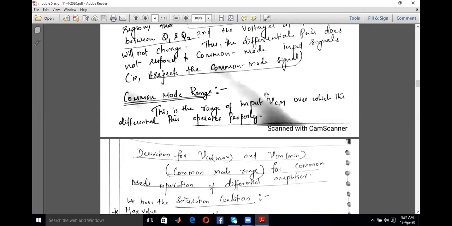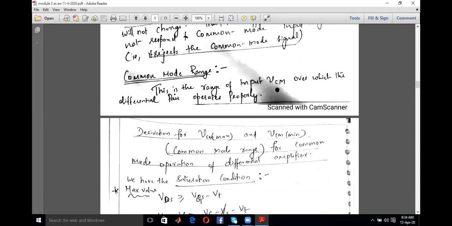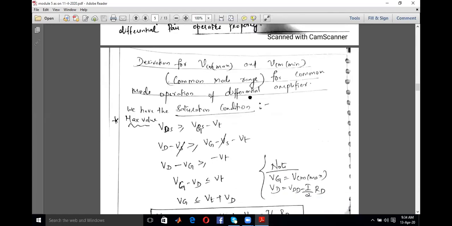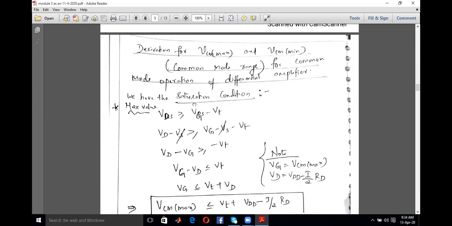Now we are interested to find the common mode range. I told you, you have to be very clear that while giving the inputs, they should be within the common mode range. It should have a minimum value and a maximum limit. So within that minimum and maximum limit only, we are going to give the input so that the amplifier does not work on, or rejects, those voltages. So we should be able to deal with the minimum and maximum values. First of all, we will be dealing with the maximum value.